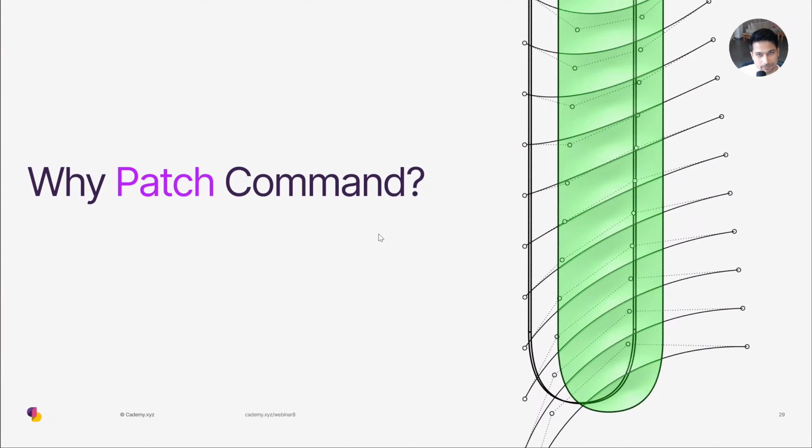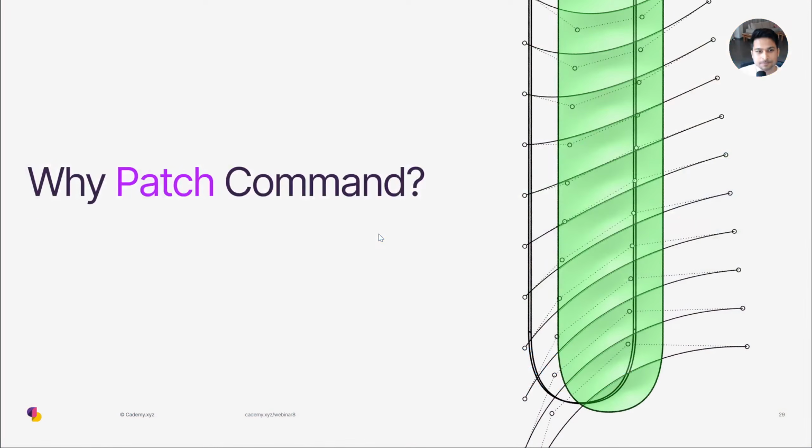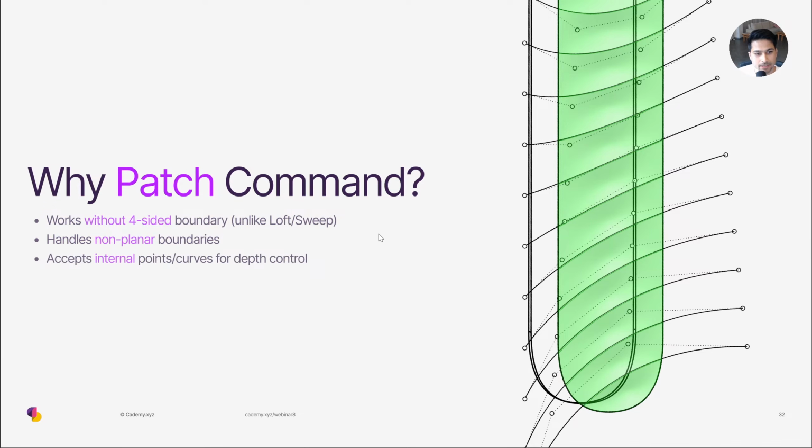Okay, so let me just quickly recap. Why should we use the patch command? It works with non-4-sided boundary. As you can see in the previous example, these were circles. It handles non-planar boundary as well. So you can have non-planar boundary curves and it will still create a patch. It accepts internal points or curves to control the depth or height of the surface that it makes. And it outputs a degree 3 surface, which is manufacturing ready. It can easily integrate in our manufacturing pipeline.